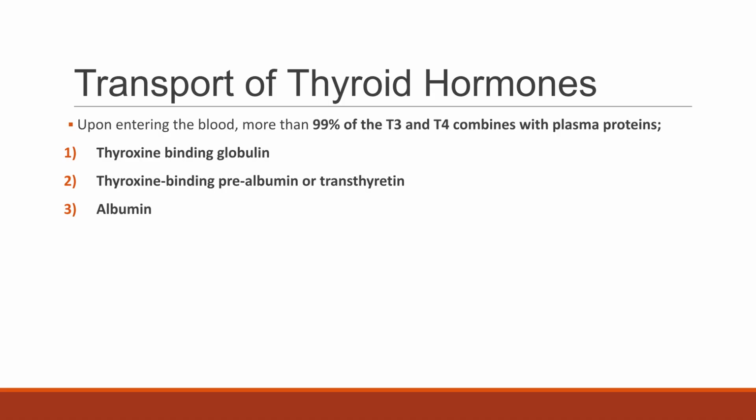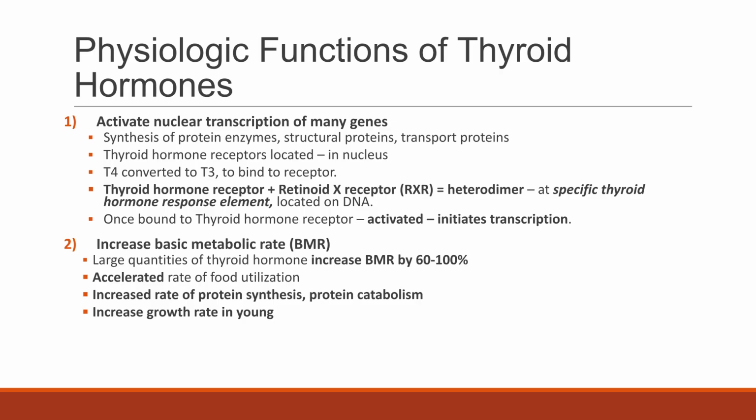In the blood, over 99% of T3 and T4 bind to plasma proteins like thyroxine-binding globulin, thyroxine-binding prealbumin, and albumin. Thyroid hormones activate nuclear transcription, leading to the synthesis of various proteins. T4 is converted to T3 to bind to receptors, forming a heterodimer with the retinoid X receptor. Thyroid hormones also significantly increase the basic metabolic rate by accelerating food utilization and affecting protein synthesis and catabolism, which increases growth in the young.